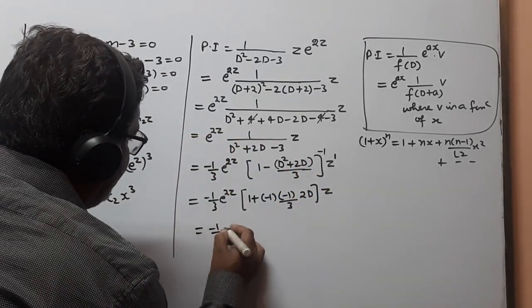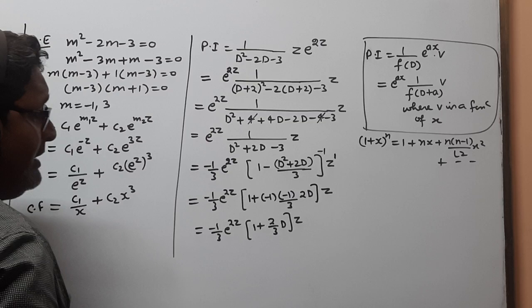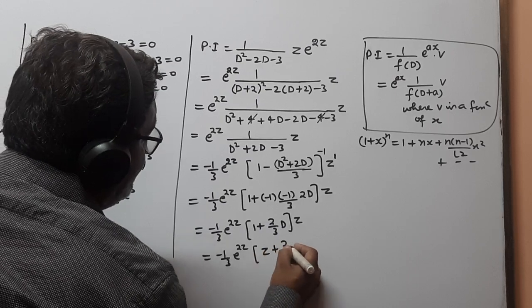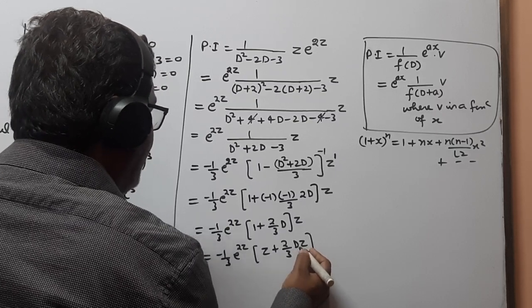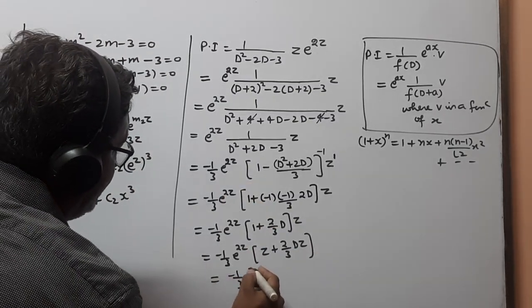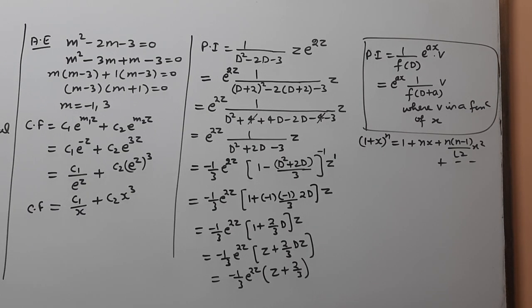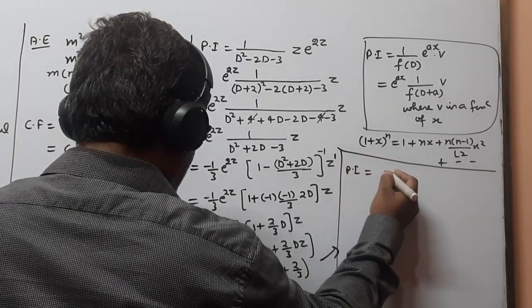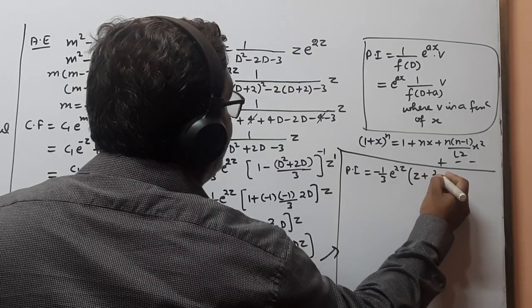Now minus 1 by 3 e to the power 2z, and this is 1 plus 2 by 3 D, acting on z. Now we multiply this z inside the bracket, so we get z plus 2 by 3 Dz. And this Dz means we differentiate z with respect to z, we get 1. So this will be minus 1 upon 3 e to the power 2z, z plus 2 by 3. Now you can see here, the particular integral is minus 1 by 3 times e to the power 2z and z plus 2 by 3.